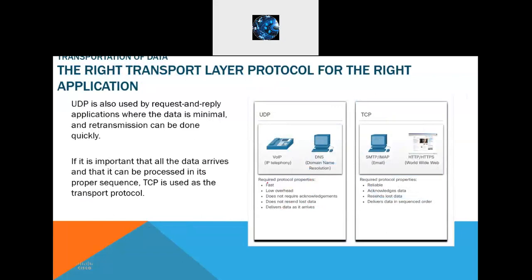Like voice, I've told you, voice uses UDP. Why? Because voice needs to be fast. We don't want any overhead. What do you mean by overhead? If I say, Nkechi, I've sent you $1 million, and you reply back and say I got it, that's overhead. It's an extra message that is not necessary for voice.